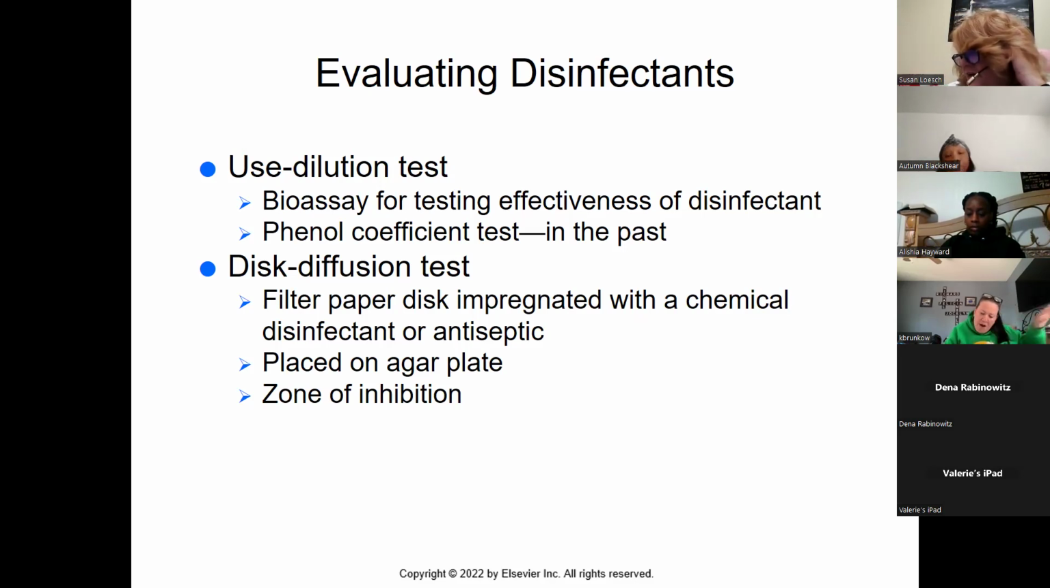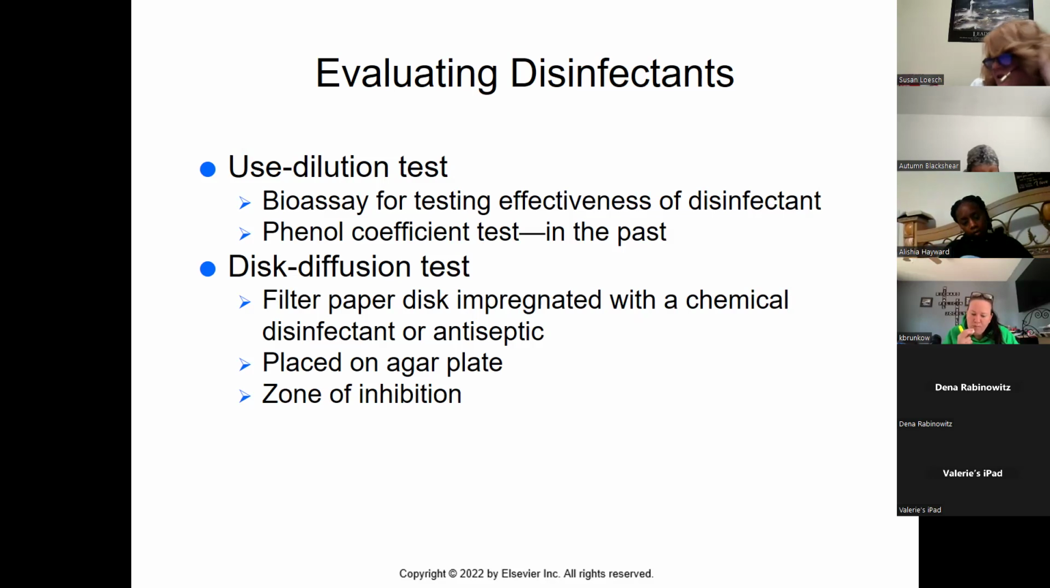The test uses a set concentration of the organisms on a stainless steel cylinder, and then they allow it to dry. Then they put the cylinders in tubes of the test disinfectant for a certain period of time that is pre-established by the person that makes the agent, so that's going to be the manufacturer. Then the cylinders are placed in growth tubes, and the organisms are allowed to grow if they're still alive. So we look at whether or not the agent was able to kill those organisms in the expected time. The phenol coefficient test was the old test, where they were comparing the activity of the disinfectant with that of phenol.